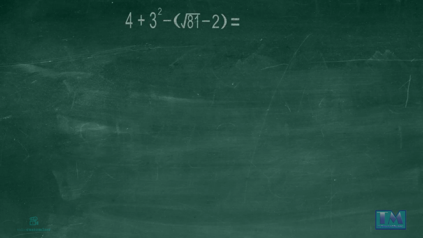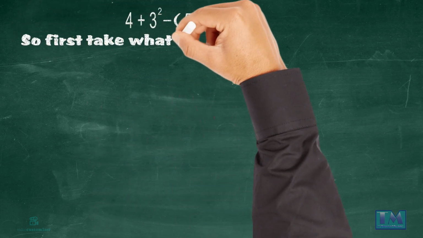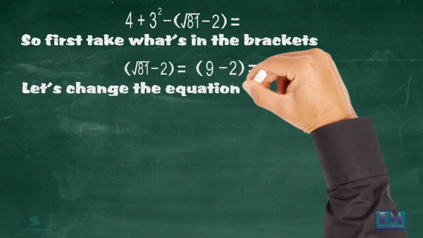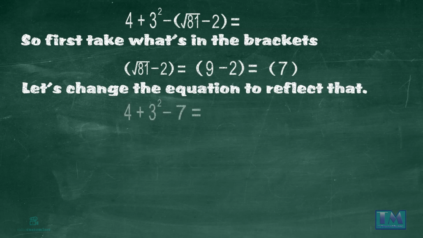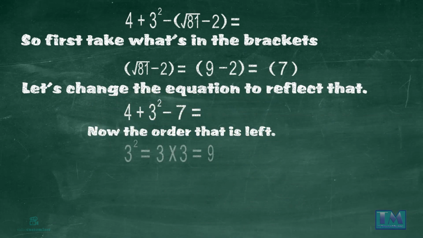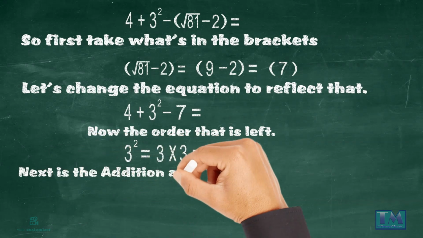Here is our second equation, 4 plus 3 squared minus, open brackets, square root of 81 minus 2, close brackets, equals. So first do what's in the brackets. As there is an order in the brackets that must be solved before taking away 2. Square root of 81 is 9. So it is 9 minus 2, which equals 7.